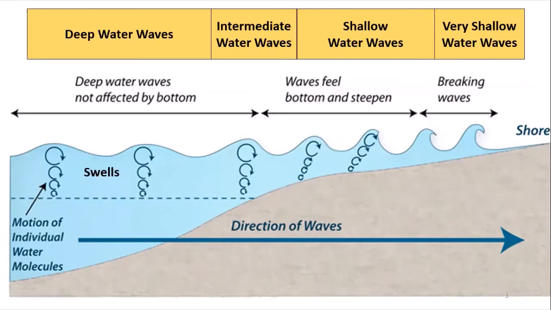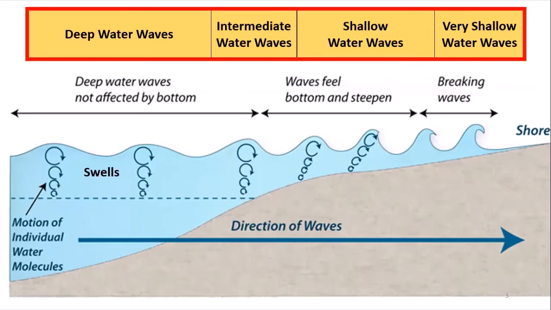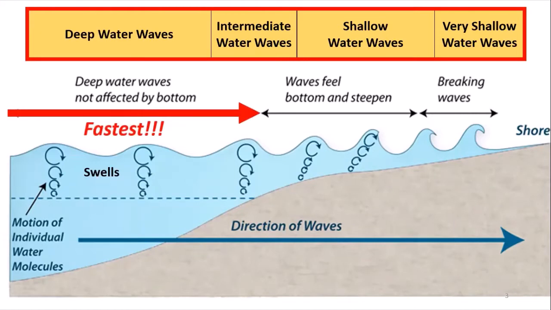Wave types. Ocean waves, also known as swells, are classified as four types: deep water waves, intermediate water waves, shallow water waves, and very shallow water waves. Deep water waves move the fastest as they are uninhibited by shoaling. Progressively, each type of wave slows in speed until eventual collapse at the shore.